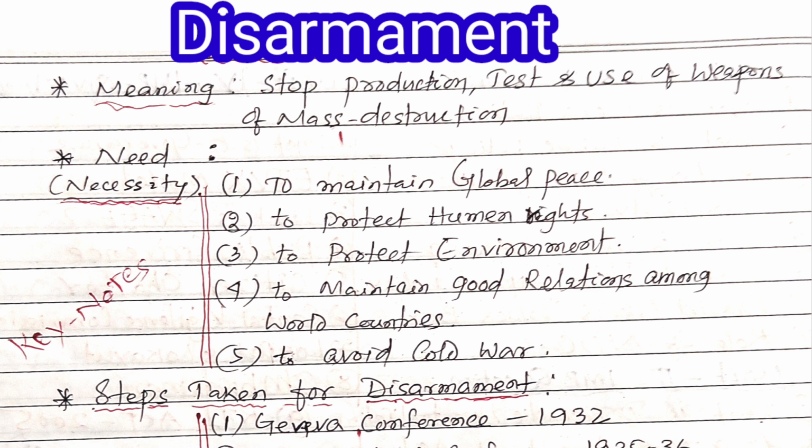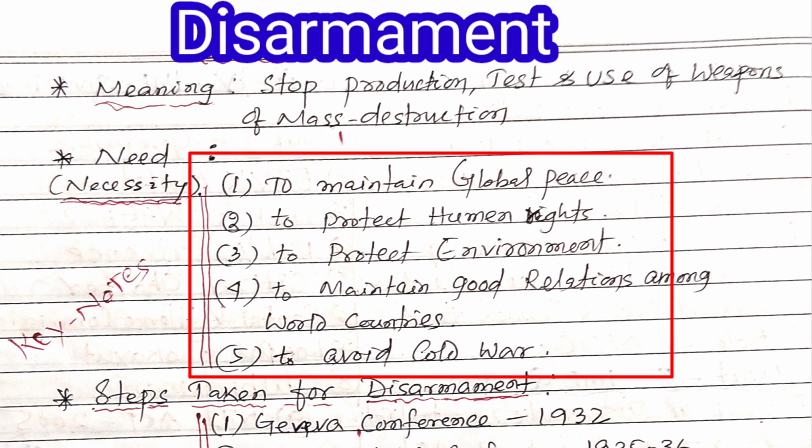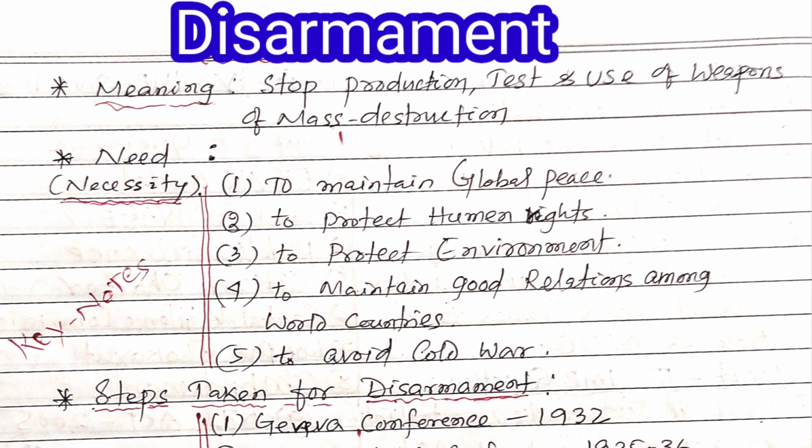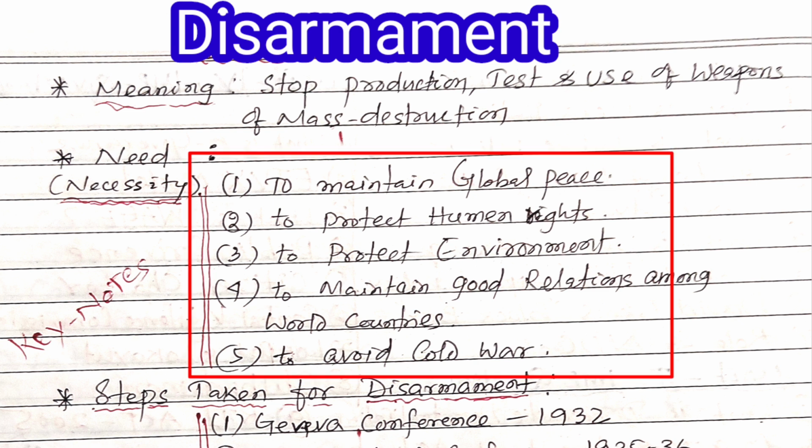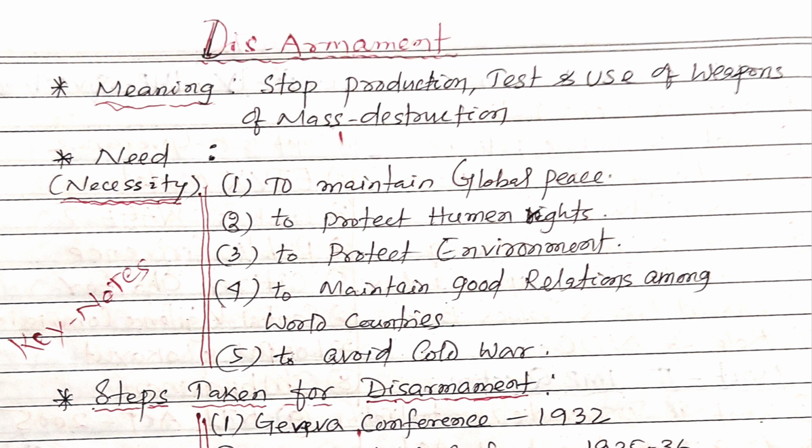See, there are also other points here again: to maintain global peace. You can write that to avoid war means to maintain global peace, to protect human rights, to protect the environment, to maintain good relationships among the world countries, or to avoid the Cold War. So I have told three, and here are also 5 points you can write. Then you should move on after the introduction. You must write this much in the introduction, then move towards the key points.